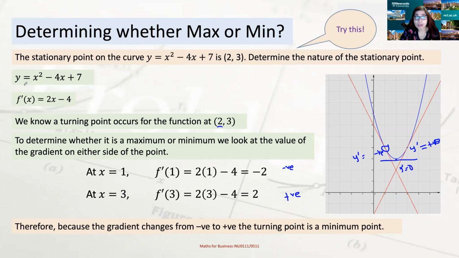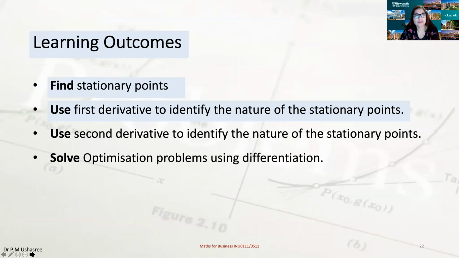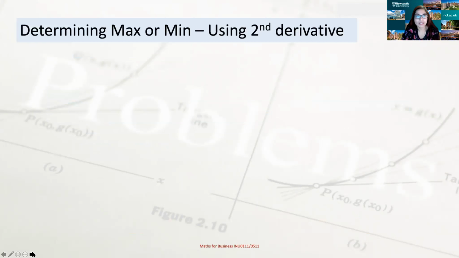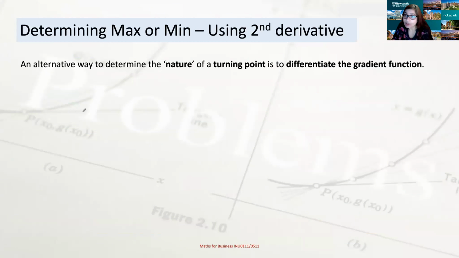For a parabola it is easy to identify, but this is how you can show it using the first derivative. This is useful when you do not know the shape of the curve. Here we know the shape of the curve, but in the previous problem we didn't. So it is useful to identify the nature of the stationary point using the first derivative. Now let's see how to use the second derivative to identify the nature of the stationary point. This is an alternative way.